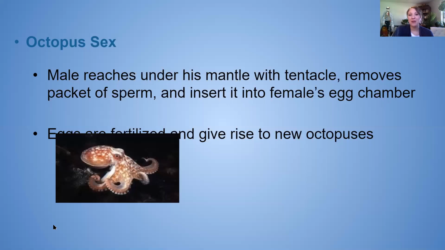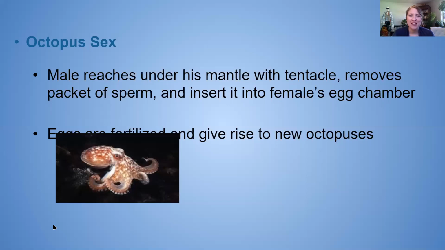So I thought this would be a fun opportunity just to start our focus on sexual reproduction, not focusing on the human, but instead looking a little bit into the wacky and weird world of animal reproduction. So we're going to start with octopus sex, which I think is kind of interesting.